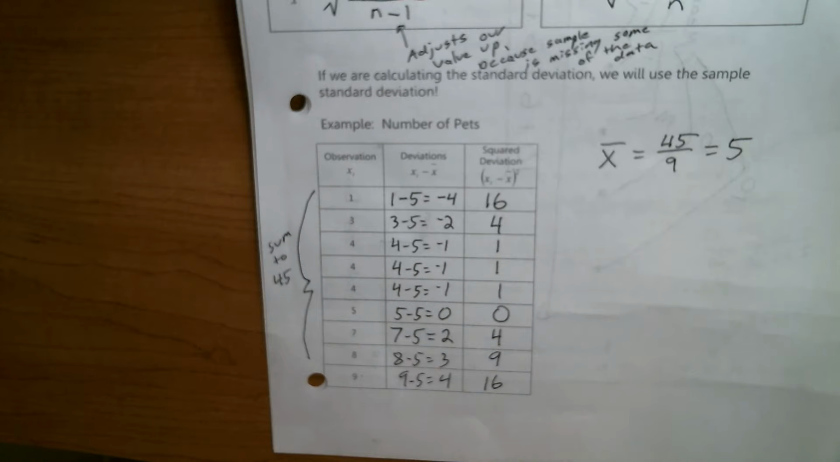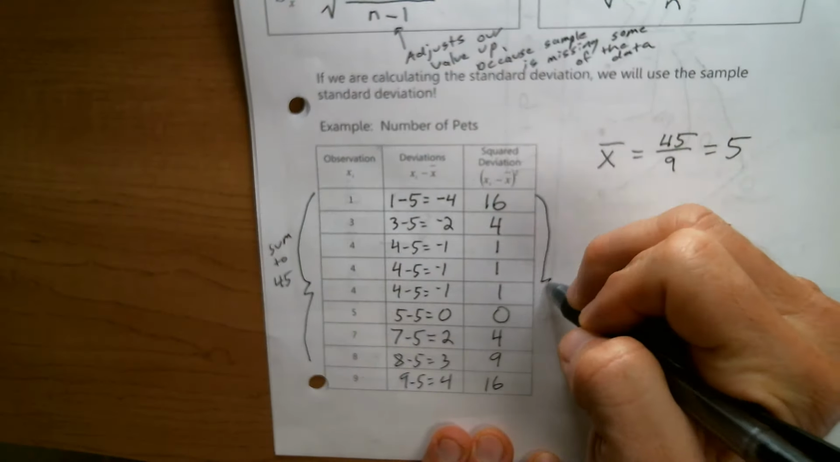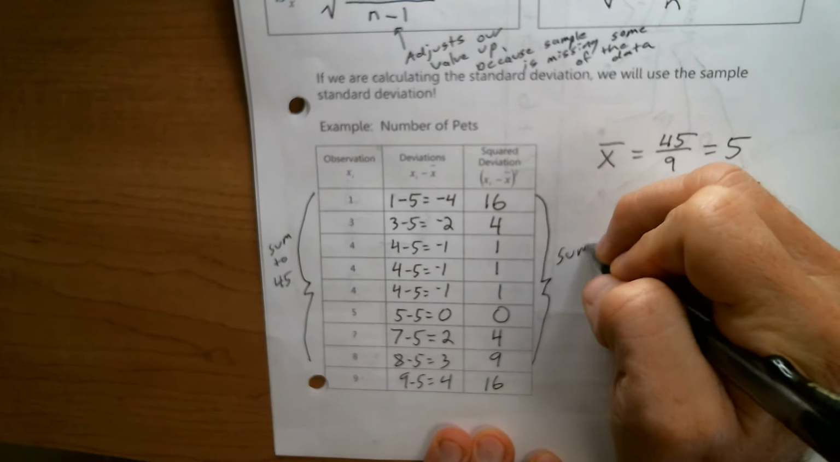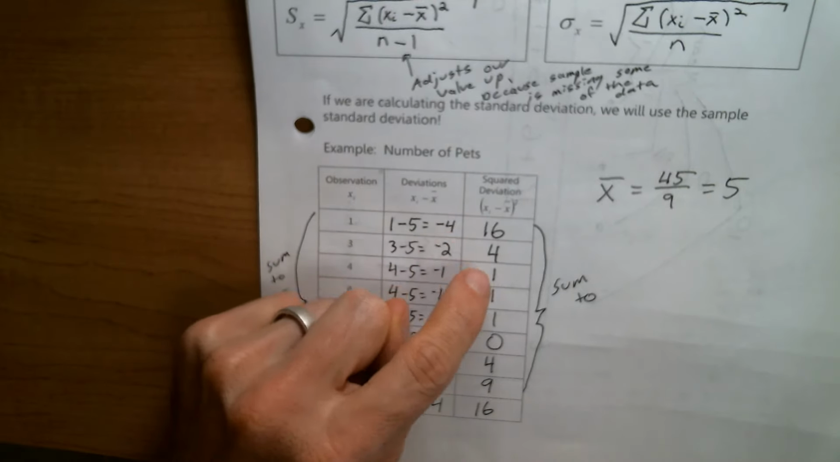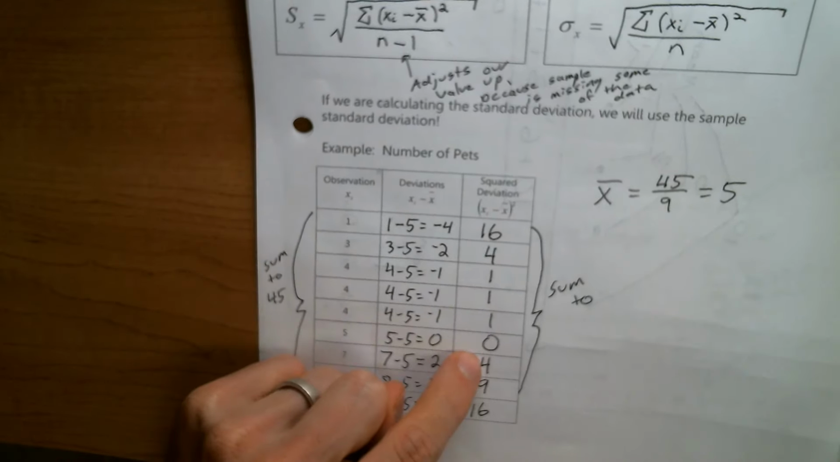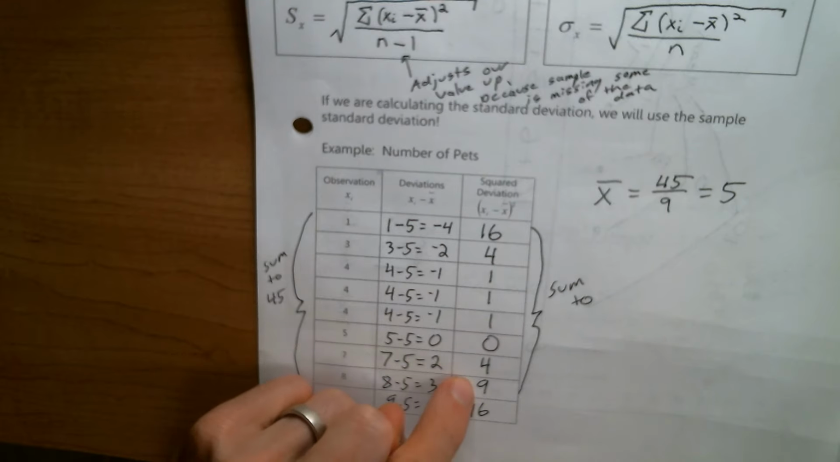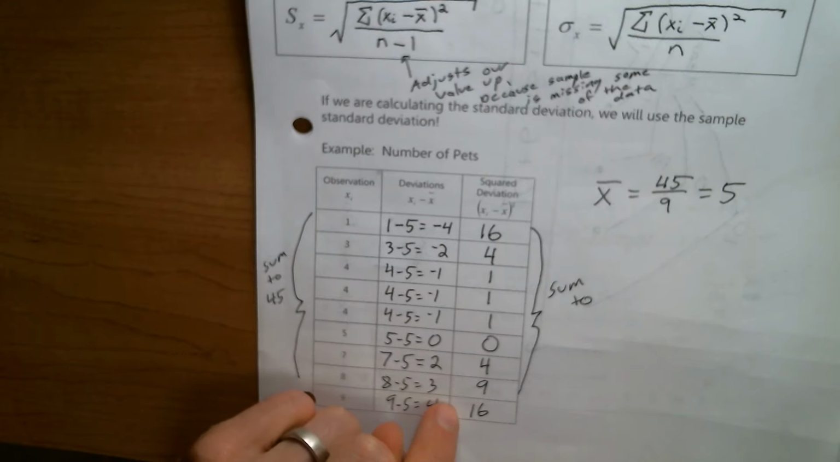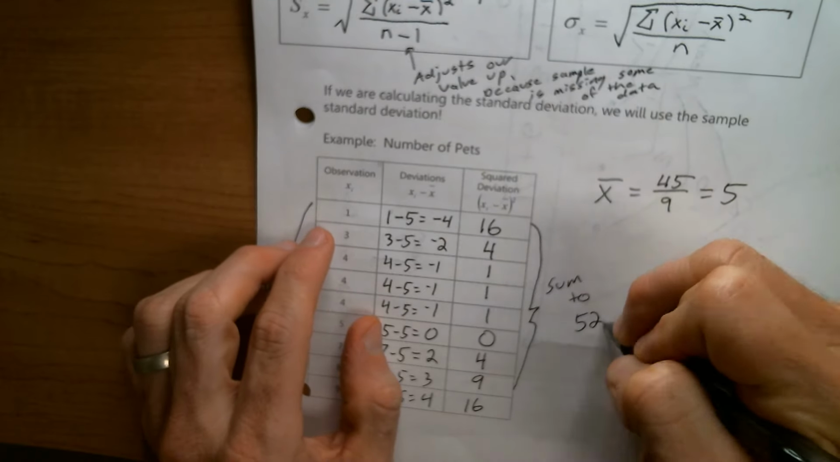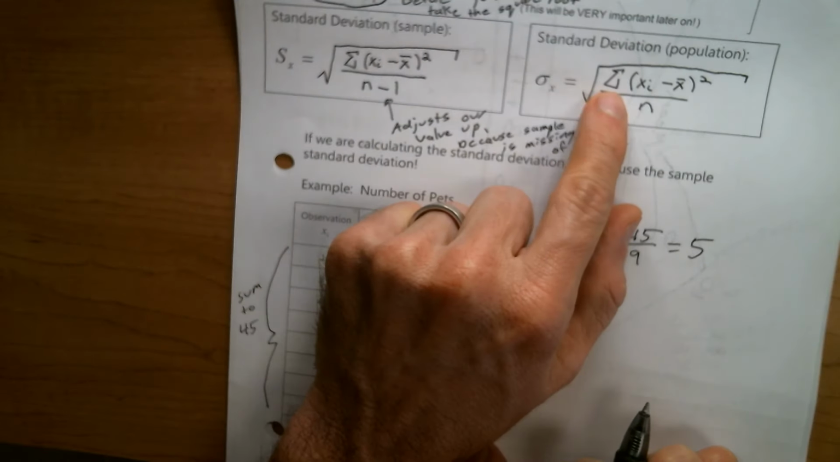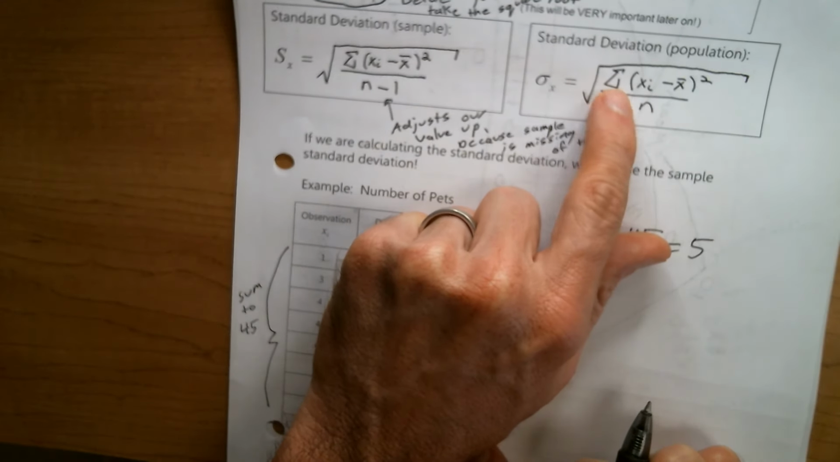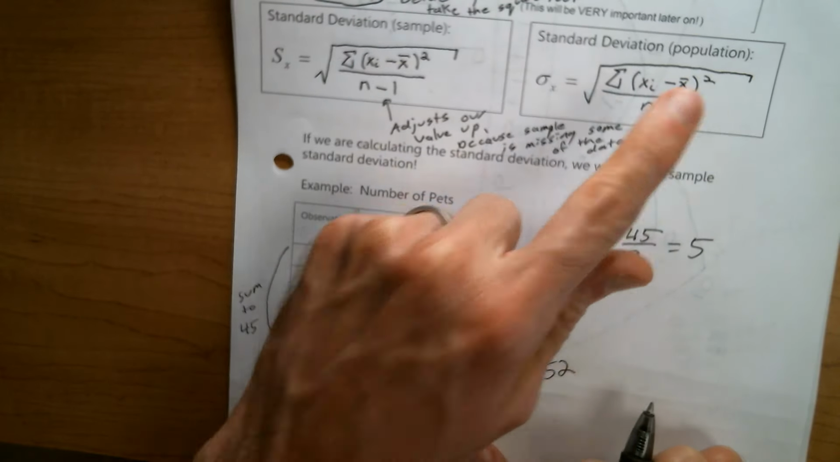Now what we're going to do is add all of those together. Let's see what they sum to. 16, 4 is 20, 21, 22, 23, 27, 36, 46, 52. So these sum to 52. All right, so what we've just done is this part of the formula. We've summed x sub i minus x bar, squared.